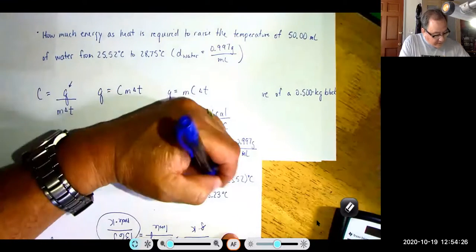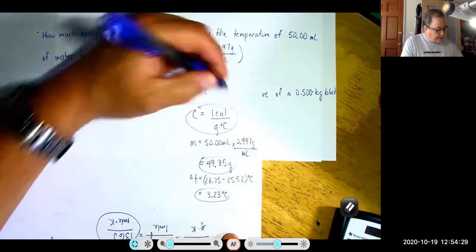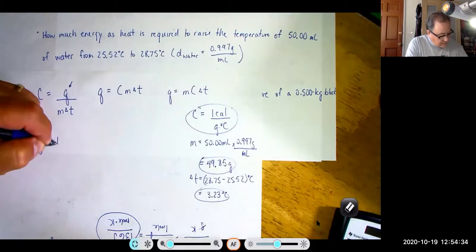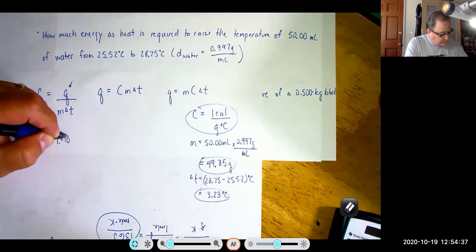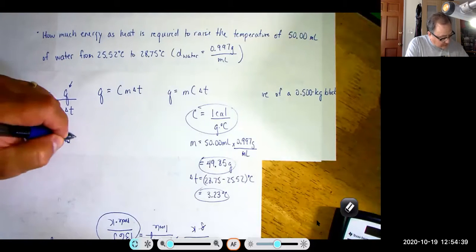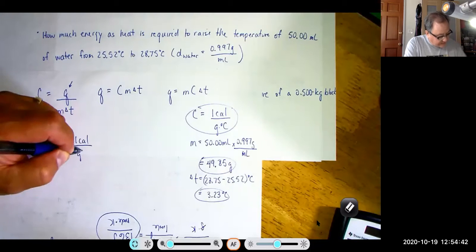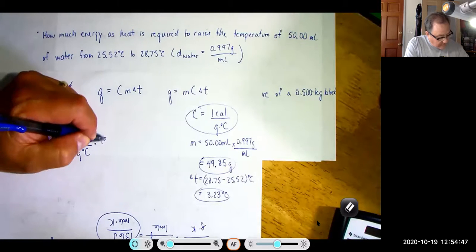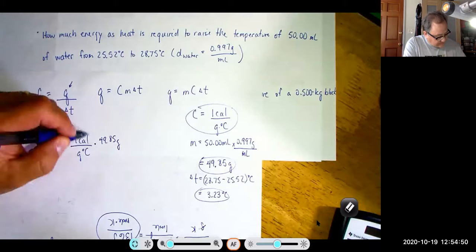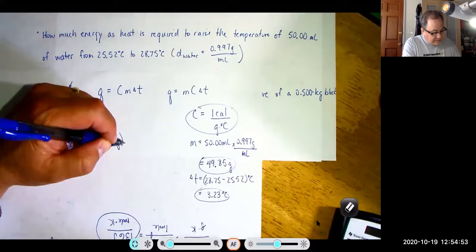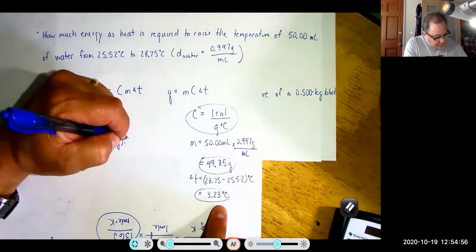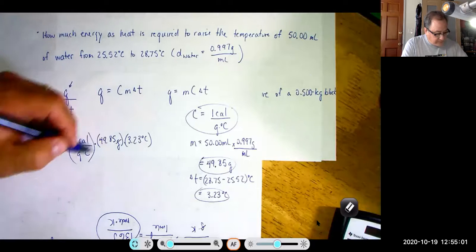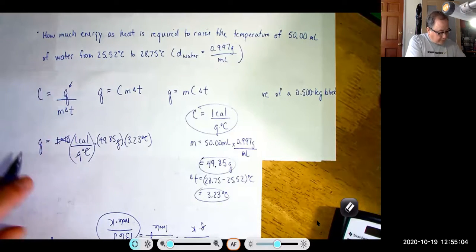So I have the 3 values that I'm going to need for this calculation. When I put them in, I'm going to get 1 calorie per gram degree Celsius times the mass of 49.85 grams, and then times the change in temp, which is 3.23 degrees Celsius. So the grams cancel, degrees Celsius cancels. We're going to be left with calories.